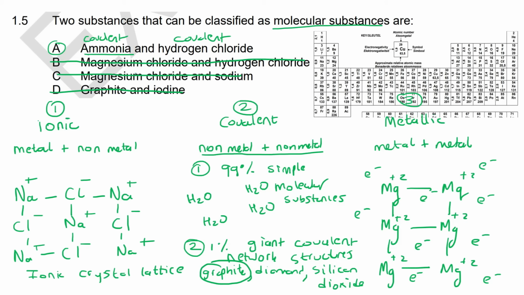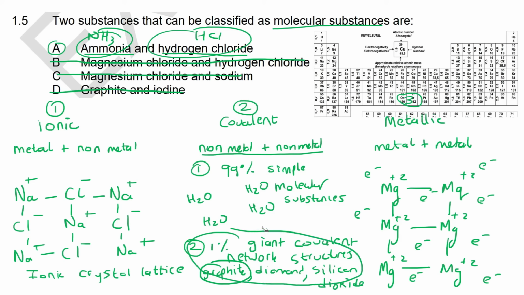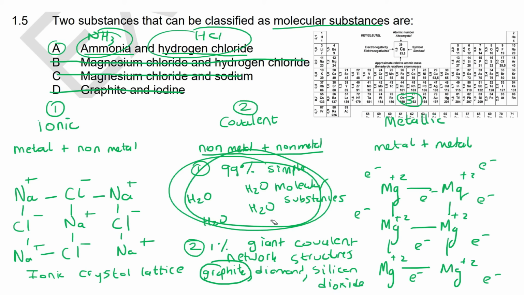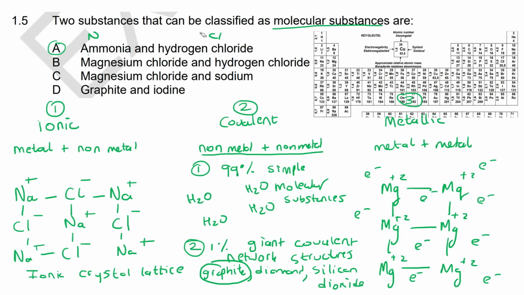Ammonia is NH3, like we said, so it's two nonmetals. And hydrogen chloride is HCl, so that's also two nonmetals, so that's covalent. And ammonia and hydrogen chloride are not part of these 1% over here, so they are in this category over here. So that means that the answer for this question would have to be A.